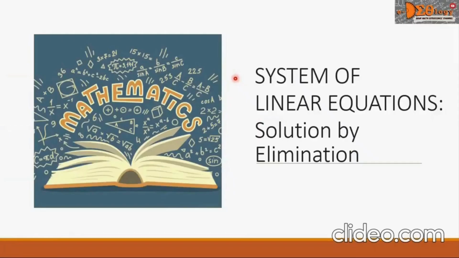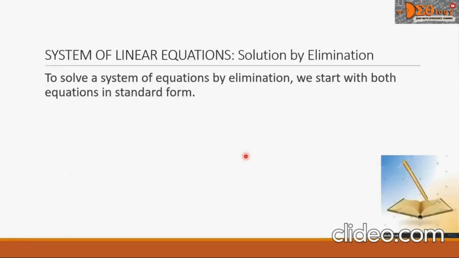Today we're going to study systems of linear equations, and we're going to solve this by elimination. To solve a system of equations by elimination, we start with both equations in standard form, meaning the x and y variables are on the left side and the constant on the right side. And there will be two equations. This is the standard form of a system of linear equations.